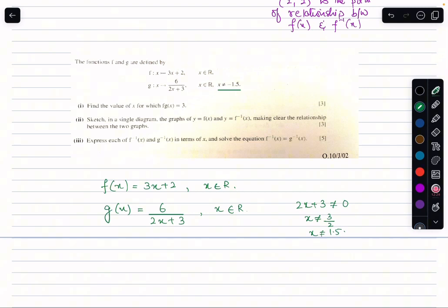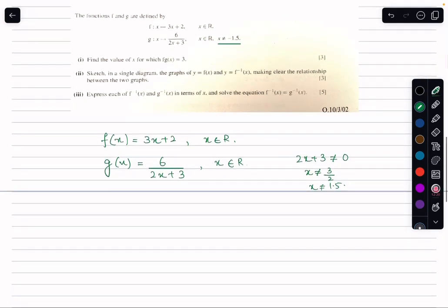So find the value of x for which f of g(x) equals 3. Again, that's the composite function. We need to find the value of x such that f of g(x) equals 3 here. So first, obviously, we need to have the composite function. We know f of x equals 3x plus 2. So to get the composite function, I should be substituting the x with g. So I can say that f of g shall be equal to 3 times 6 divided by 2x plus 3, and then plus 2.